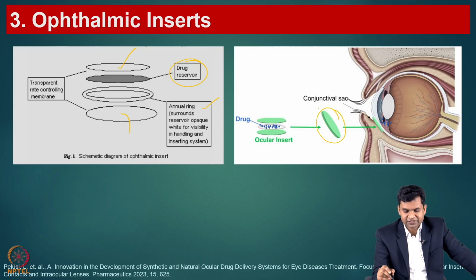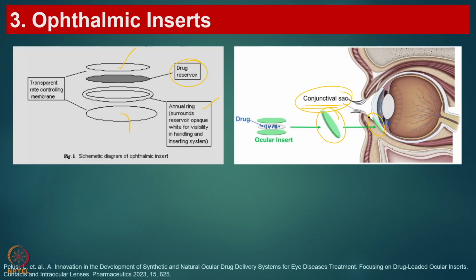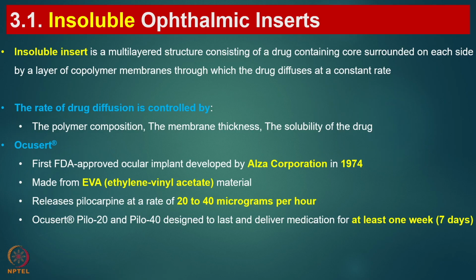once it is manufactured and sterilized, and based on all the properties of the ophthalmic formulation, then we can place it into the conjunctival sac. Okay. So, with this we can enhance the bioavailability through the ophthalmic inserts.